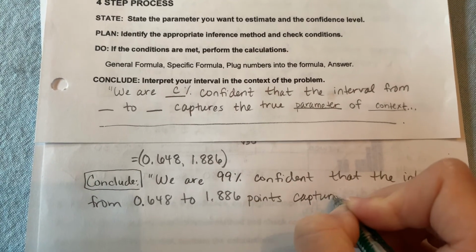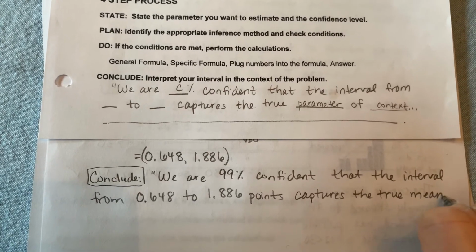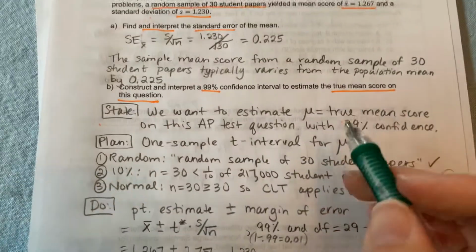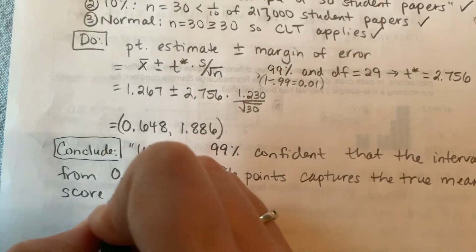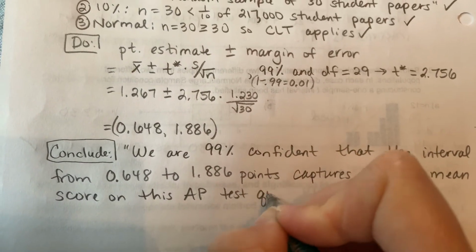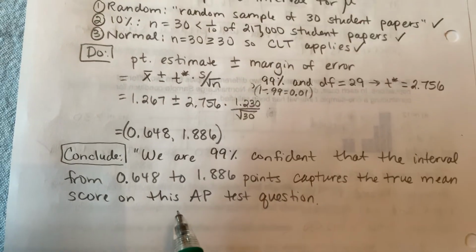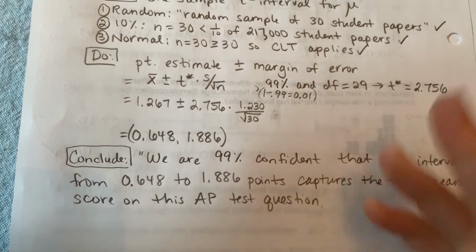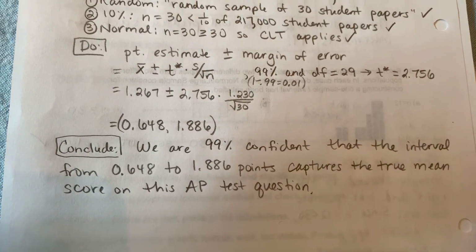Captures the true mean. This time it really is a mean. True mean, and I'm going back up to my parameter in context. So again, it's the true mean score on this AP test question. Ooh, okay. That's not very high. Remember, the highest you can get is a 4. So apparently this question was rough. They did not do that well on that one, but that is our interpretation. Okay, so I am done with my confidence interval for a mean here.